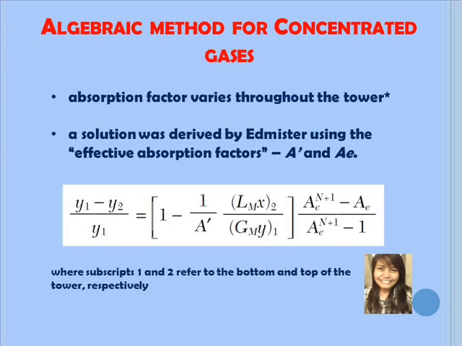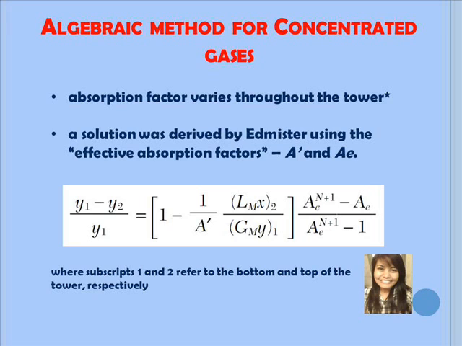And for the algebraic method for concentrated gases, here the absorption factor varies throughout the tower, and this is due to the changes in temperature and composition. This is quite a problem, and so a solution was derived by Edmister using effective absorption factors A' and AE.